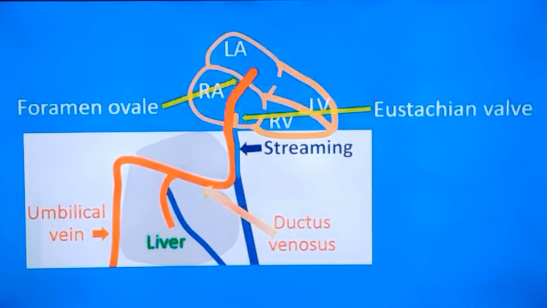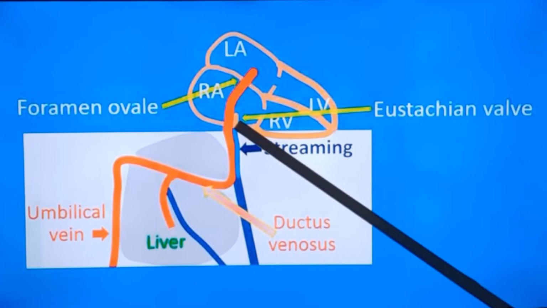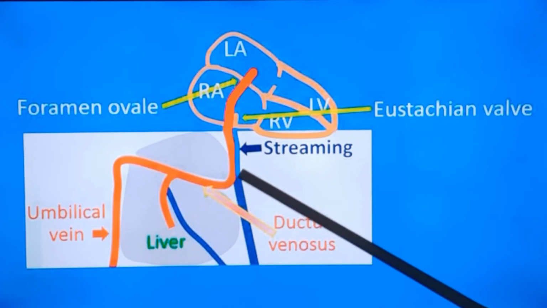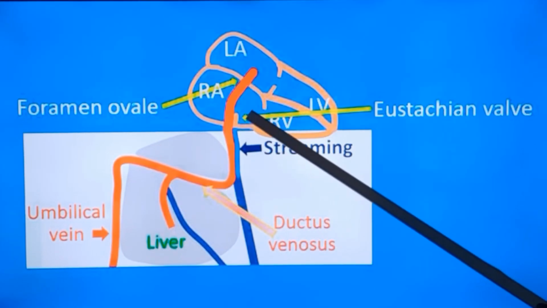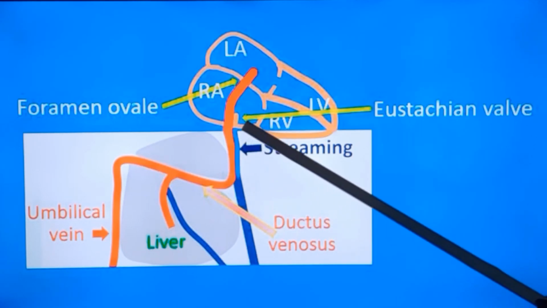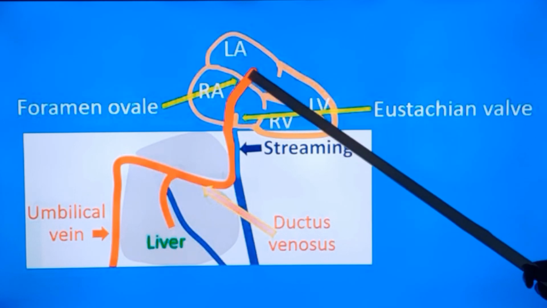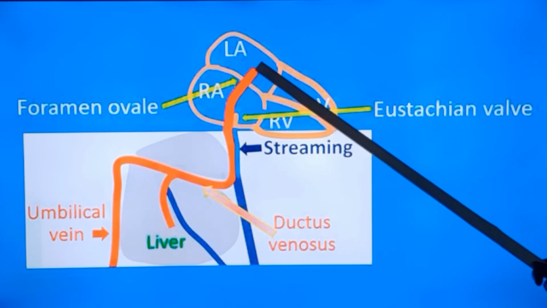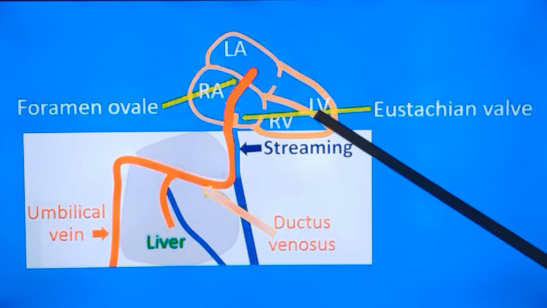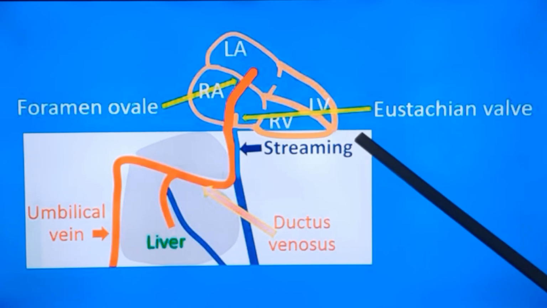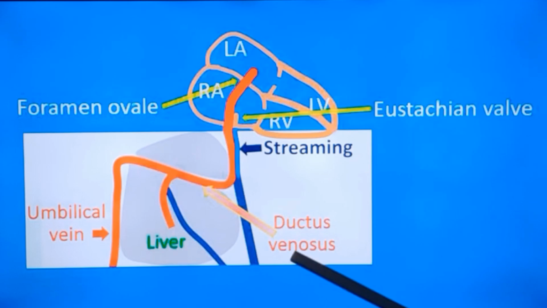The eustachian valve at the opening of the inferior vena cava into the right atrium directs the more saturated blood, coming from the umbilical vein, across the patent foramen ovale into the left atrium. From the left atrium, it reaches the left ventricle and is pumped out into the aorta to reach the brain, so that the brain gets more saturated blood than the inferior vena cava blood.